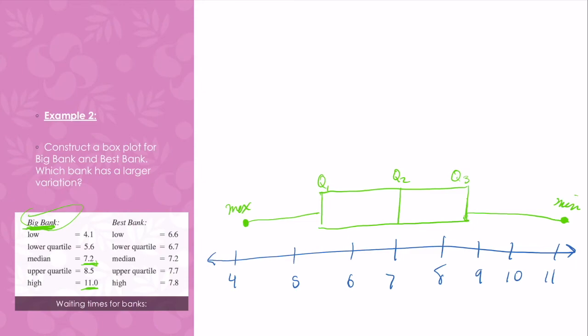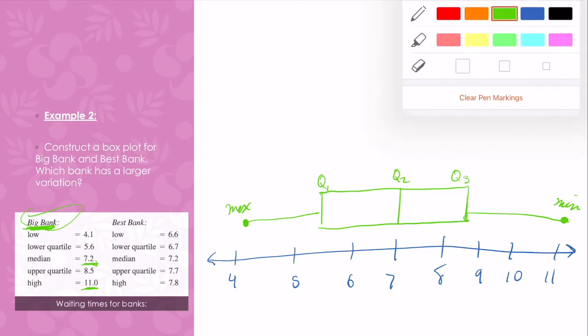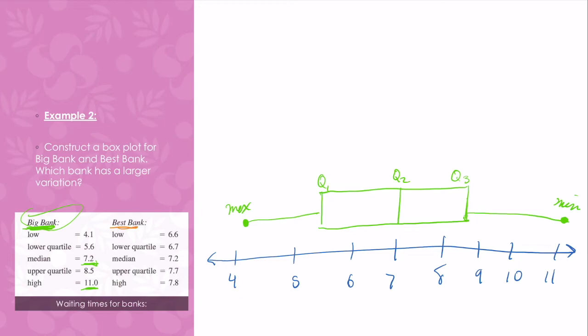Let's go ahead and use orange to graph the best bank. So my lowest value is 6.6. I'm going to graph these on the same number line. So I've got 6.6. Maybe I'll move that up a little bit so we can see it better. I've got 6.6. My maximum value is 7.8.